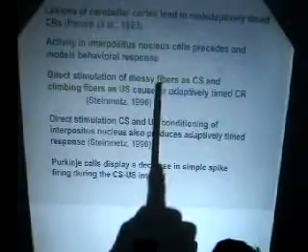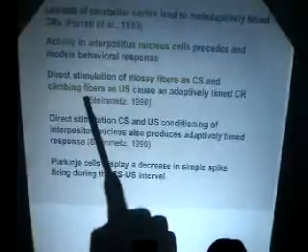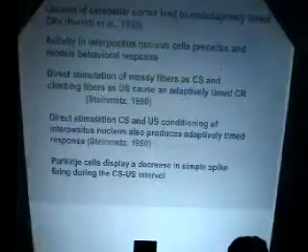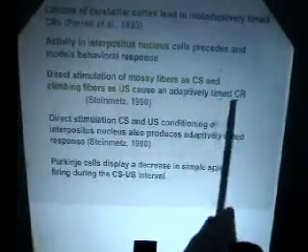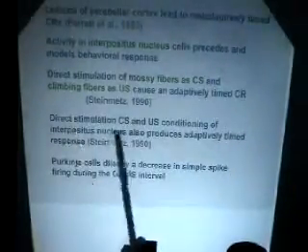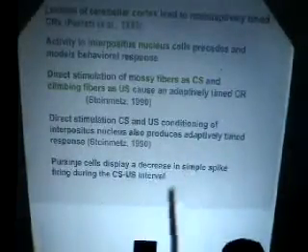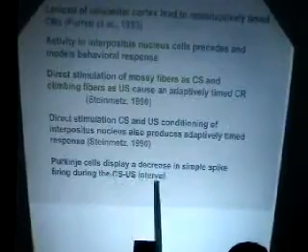Moreover, you can directly stimulate the mossy fibers that go into the parallel fibers, and you can directly stimulate the climbing fibers, so you can have electrical CS-US correlation, and that can train the animal to give you an adaptively timed conditioned response. And direct stimulation of the CS and the US of the interpositus does it, and the Purkinje cells display a decrease in simple spike firing during the CS-US interval.